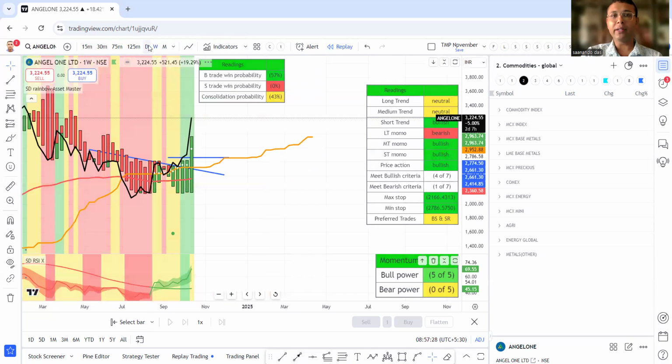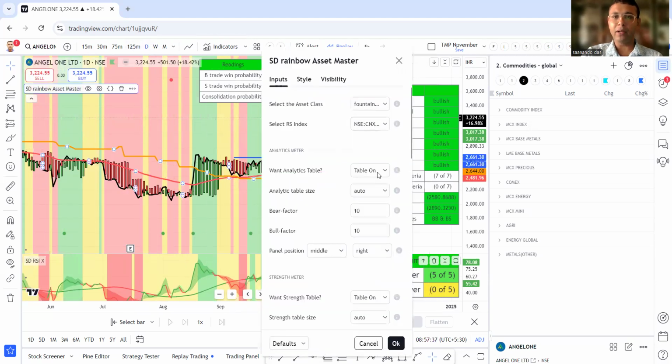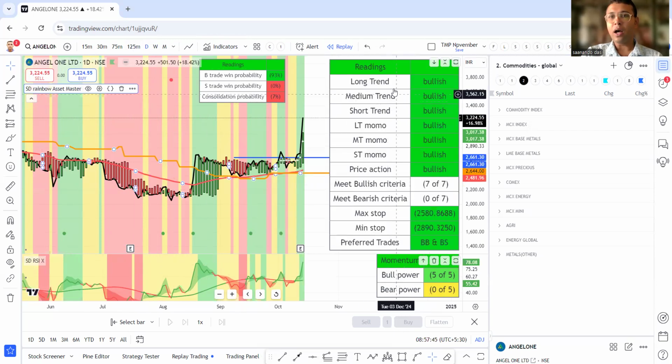Now, let's come down to the daily chart. So this is the daily chart of Angel One. And in the right side of the panel, which is the analytics table, I'll increase the analytics table size. You can see the top 3 readings are long trend, medium trend, and short trend. So there are 3 readings of the trend.